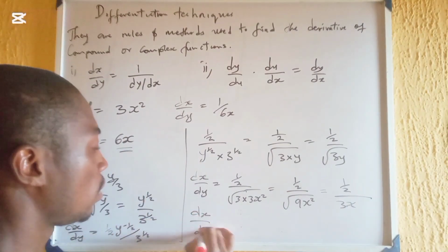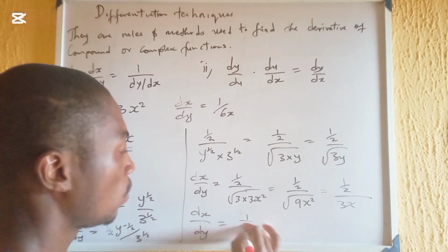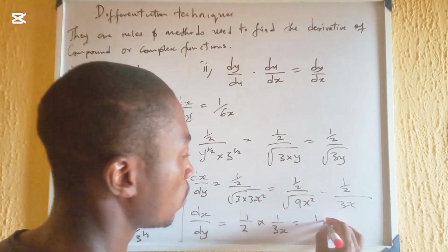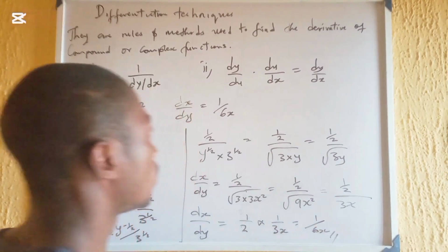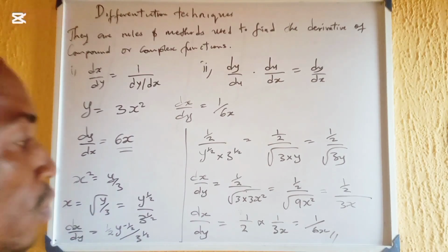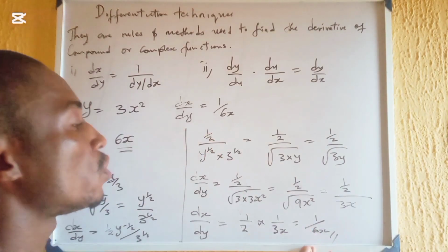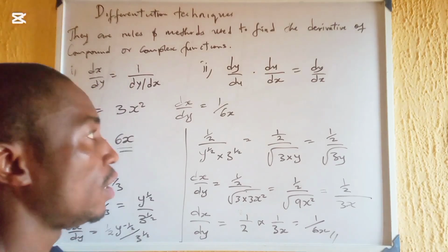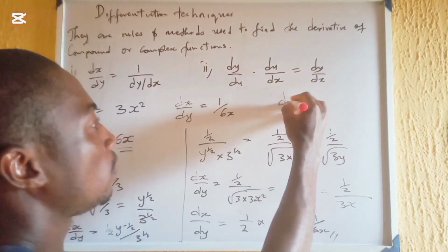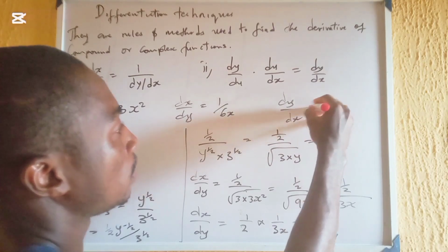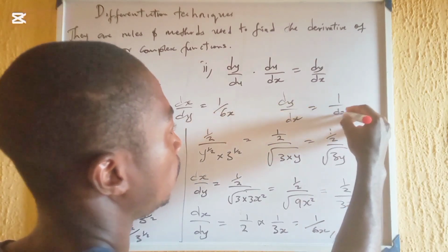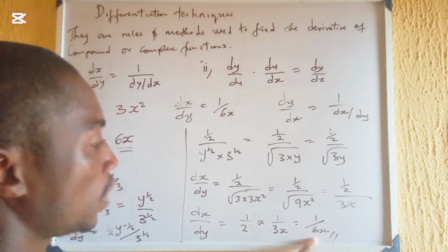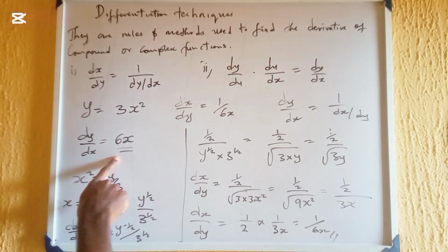So dx/dy will be equal to 1 over 2 times 1 over 3x, and that gives us 1 over 6x. So you can see that we also got 1 over 6x. Which proves that dx/dy is equal to 1 over dy/dx. Which also implies that dy/dx is equal to 1 over dx/dy. So if you take the inverse of this, you will get 6x, and that's our dy/dx.